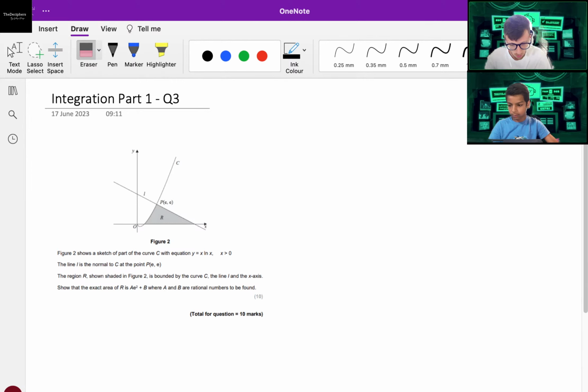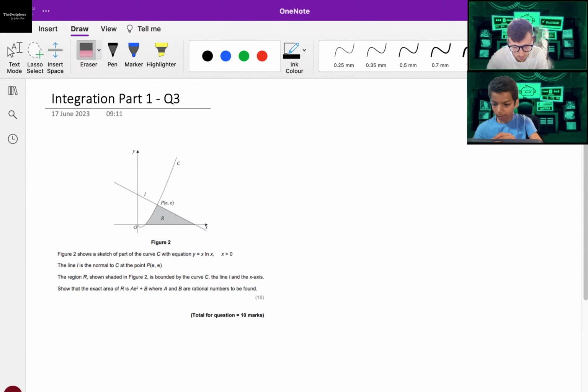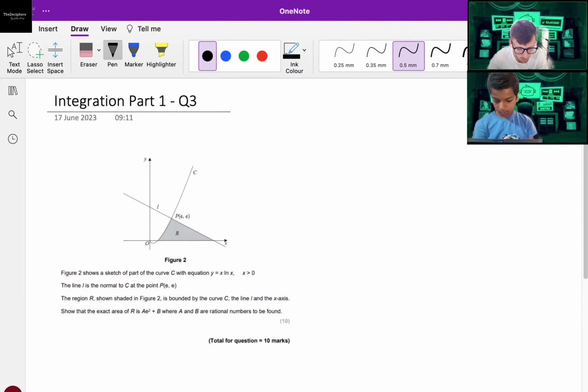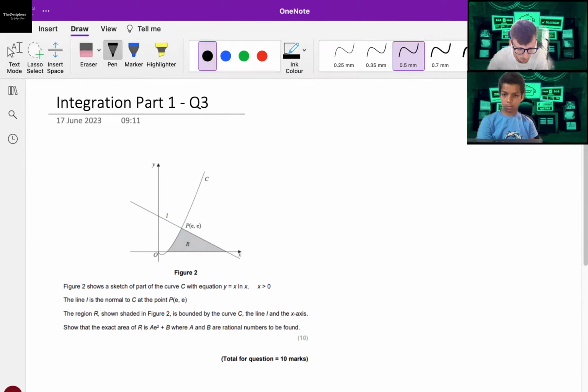We've got figure 2, which shows a sketch of part of the curve C with equation y equals x ln x, where x is bigger than 0. The line L is the normal to C at the point E. The region R shown shaded in figure 2 is bounded by the curve C, the line L and the x-axis. Show that the exact area of R is A e squared plus B, where A and B are rational numbers to be found.